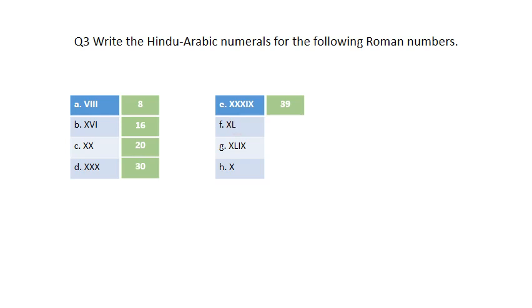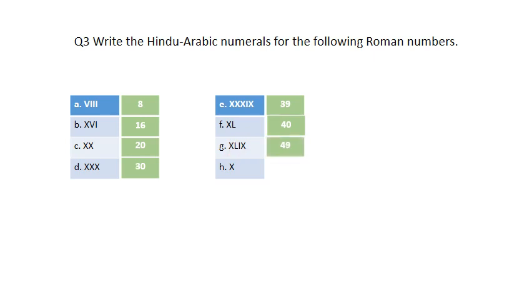We never write a small value before a big value. So here we will do L minus X. So the value for L is 50 and the value for X is 10. So 50 minus 10 becomes 40. Come on student, next XLIX. So what is the answer for XL? Just now we have seen the value for XL is 40. So this is 40 and IX is 9. So the answer for XLIX is 49. Okay student, come on, tell the next one.